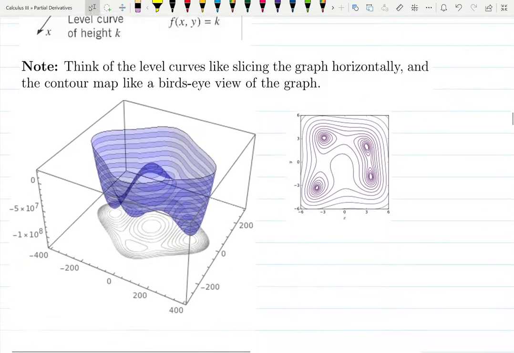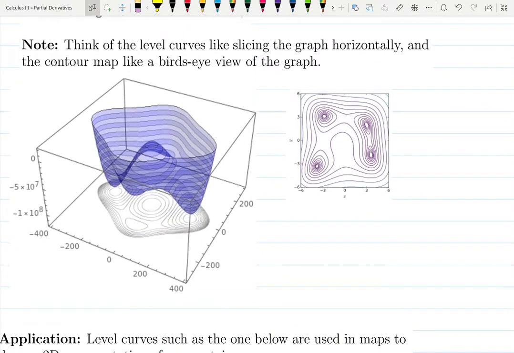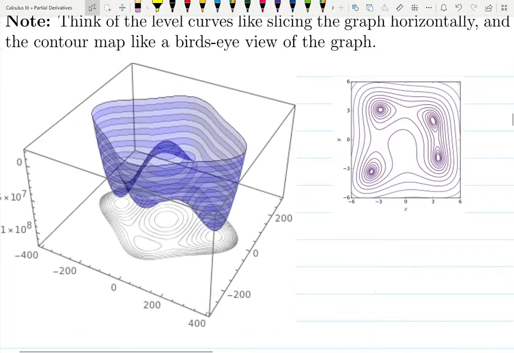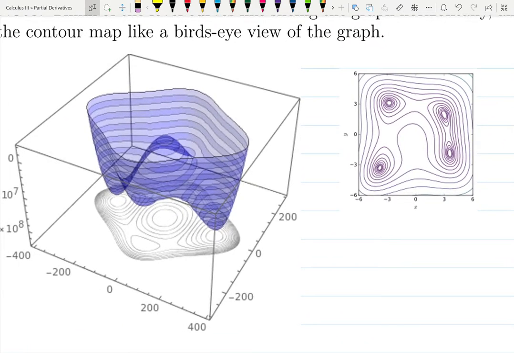Think of the level curves as slicing the graph horizontally and the contour maps like a bird's eye view of the graph. These are pretty cool. You don't have to draw this. I will give you those maps. But it is pretty cool. This is not the same. This one, look at this.